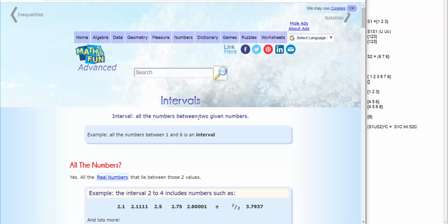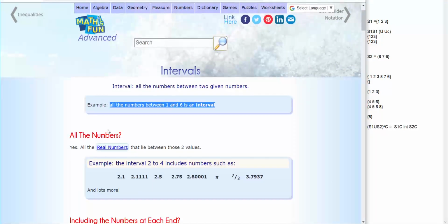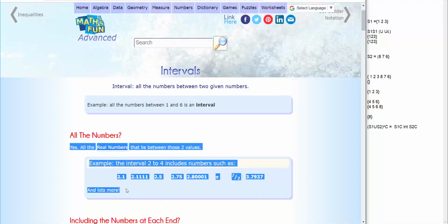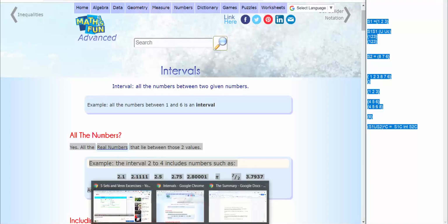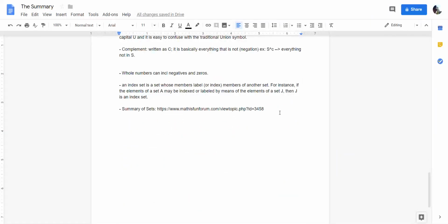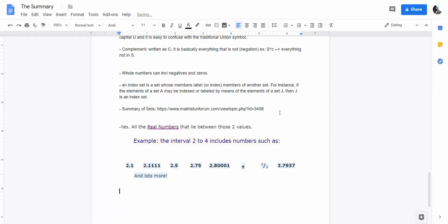Intervals: all the numbers between two given numbers. All the numbers between 1 and 6 is an interval. Okay. All the real numbers that lie between two values. The interval 2 to 4 includes numbers such as a lot more. This is nice. Crop this here. You know what? Let me put it directly in the drive. There we are.